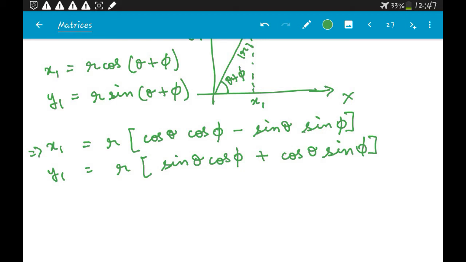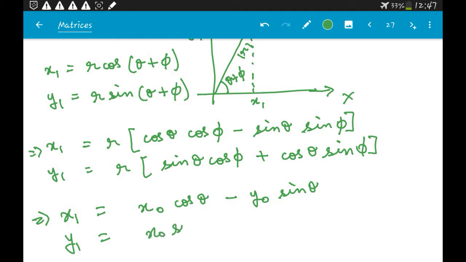Now we know that r cos phi is nothing but x naught. So this becomes x naught into cos theta, and r sin phi is nothing but y naught, so minus y naught into sin theta. And y1 becomes r cos phi, which is x naught, into sin theta, plus r sin phi, which is y naught, into cos theta.